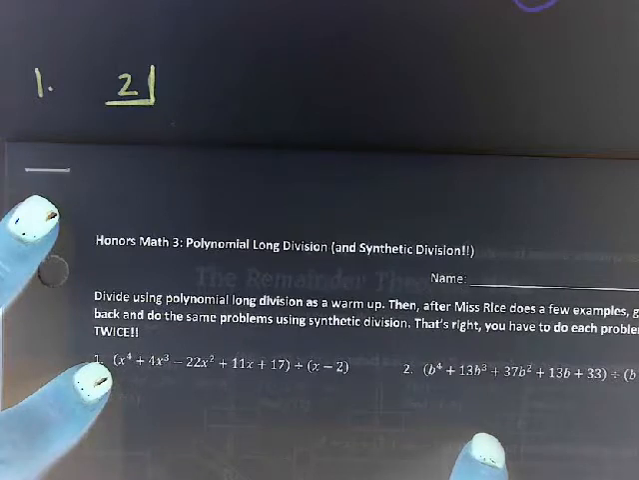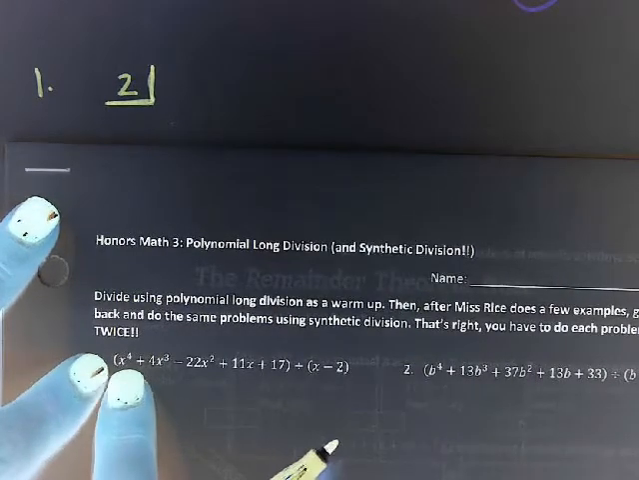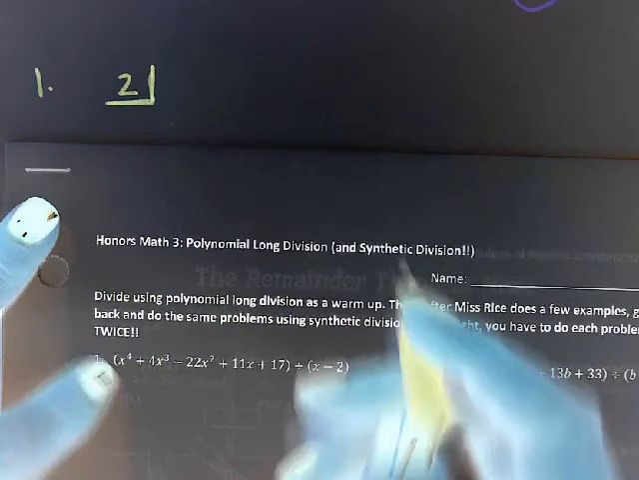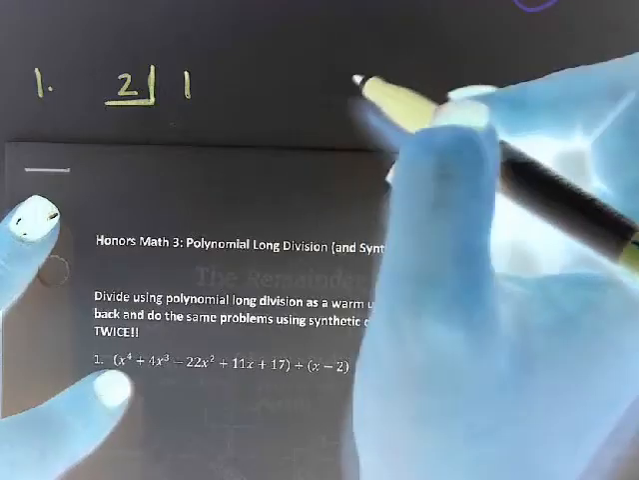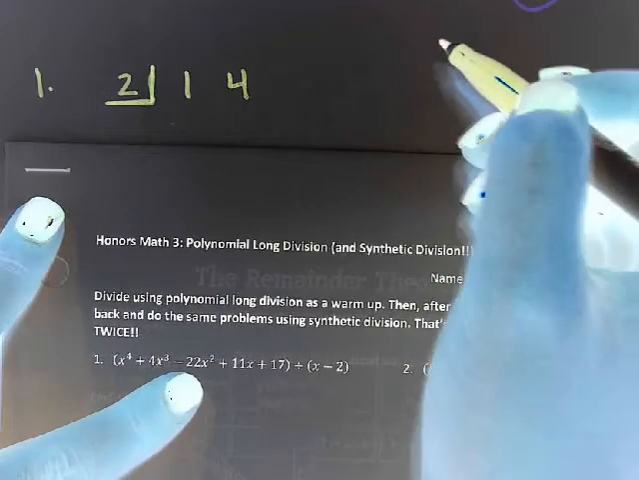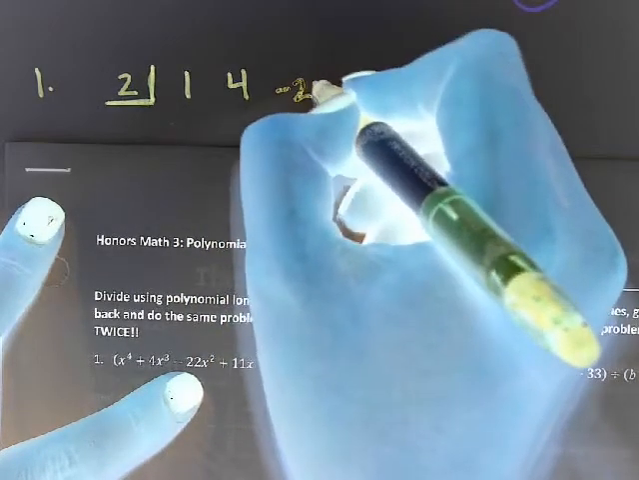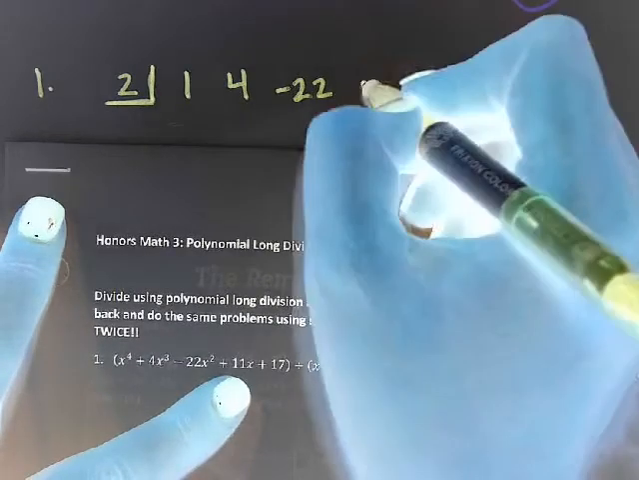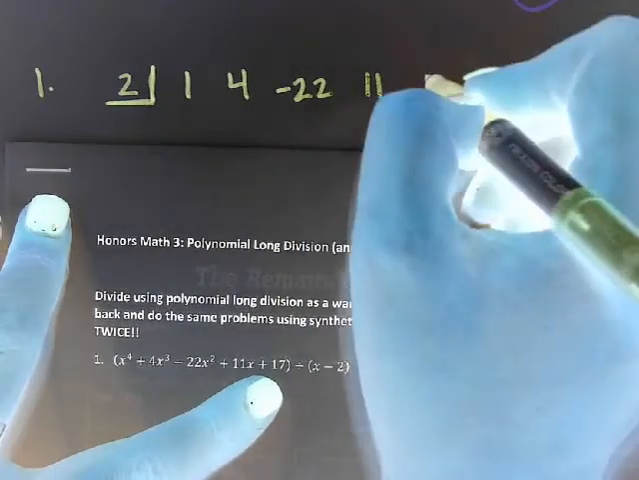So look at your synthetic division notes. Yeah, the coefficient, right? The number in the front you write down. So x to the 4th has a 1 in front. 4x to the 3rd has a 4 in front. Negative 22x squared has a negative 22 in the front. 11x has an 11 in the front. And then 17.